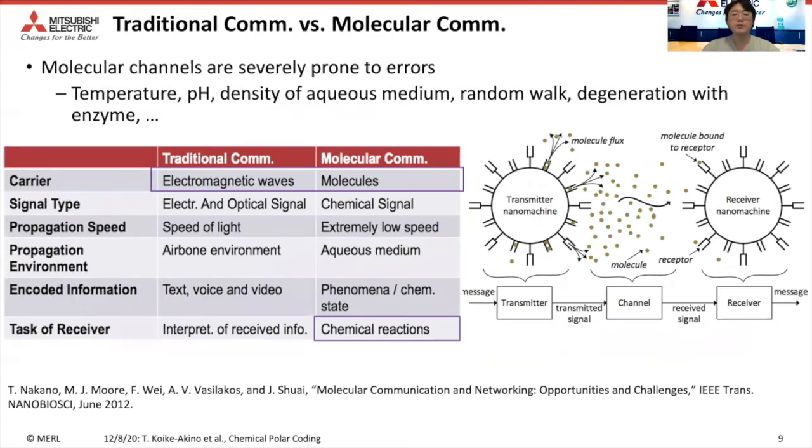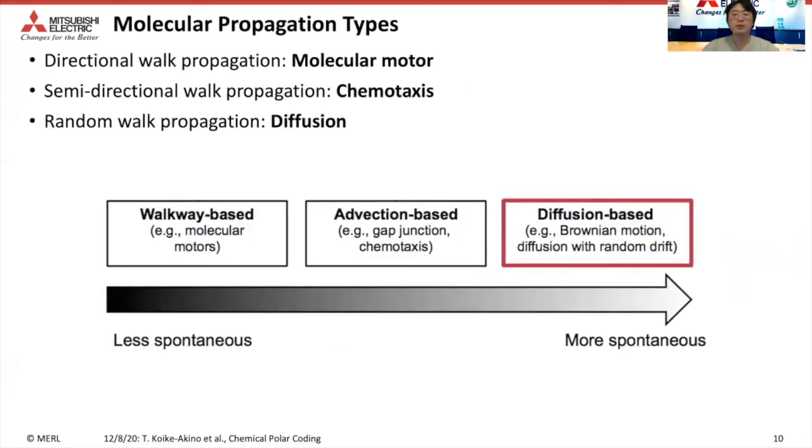Compared to traditional communications, molecular communications uses molecules, not electromagnetic waves, and nanomachines may use chemical reactions. We may need some error control schemes. In molecular communications, there are three types of channels: directional propagation, semi-directional propagation, and random walk propagation. The first, directional propagation, may use molecular motors. Semi-directional propagation may use chemotaxis. And the last, random walk, may be based on diffusion.